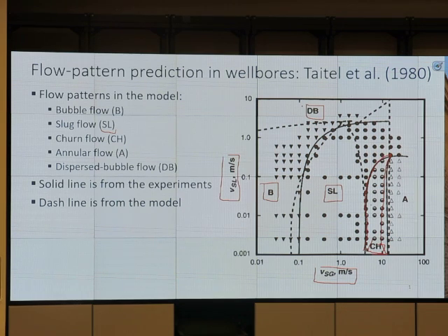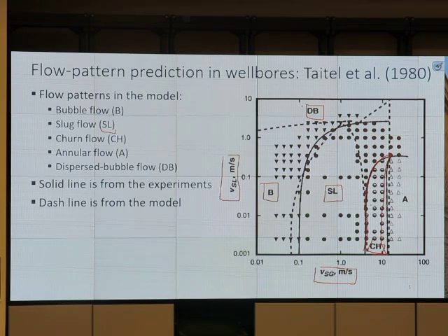Victor, what is the difference between churn flow and slab flow? The churn flow is chaotic, the shape of the bubble. Churn flow is what? It is chaotic, the bubble doesn't have a certain shape. Okay.